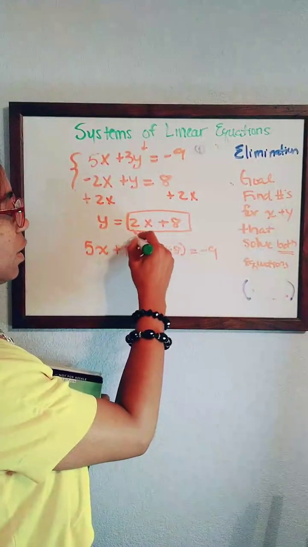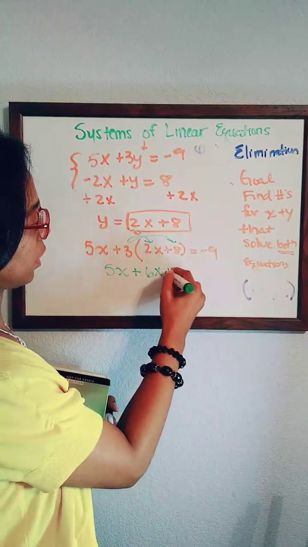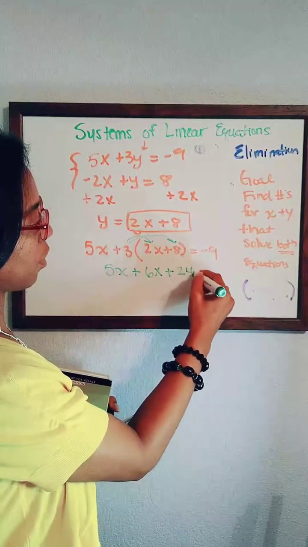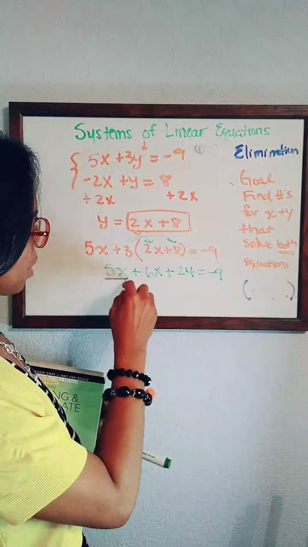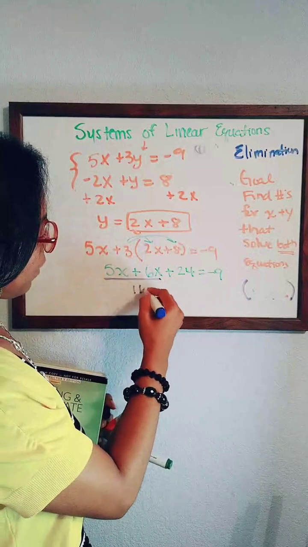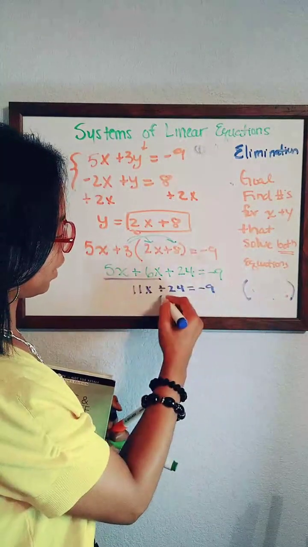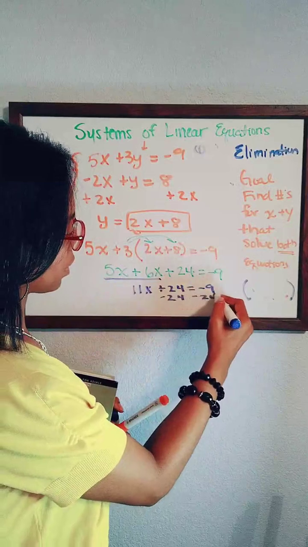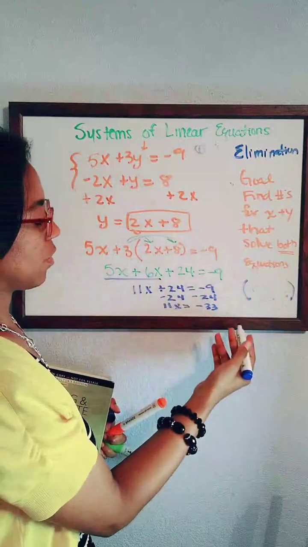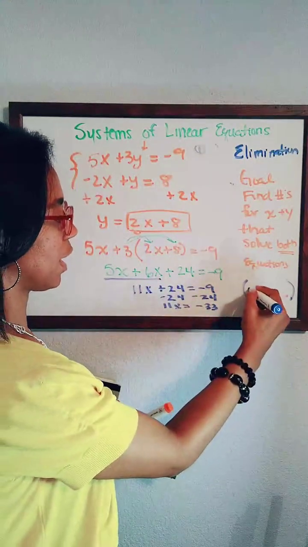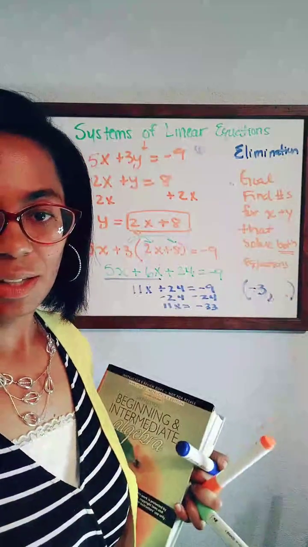Alright, so we got 5x plus 6x plus 3 times 8, which is 24, is equal to -9. Now I'm going to combine my like terms. This is giving me 11x plus 24 is equal to -9. Minus 24 minus 24. 11x is equal to -33. Then you divide both sides by 11 and you get x is equal to -3. So same thing. Same thing happens.